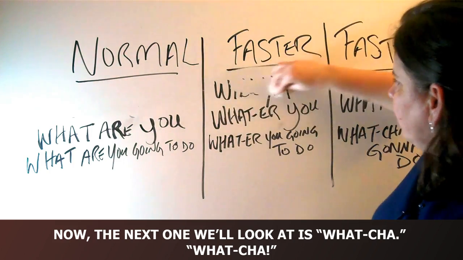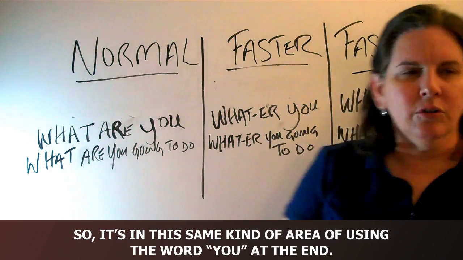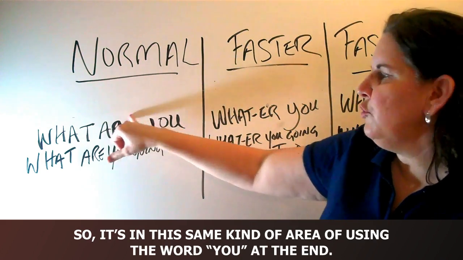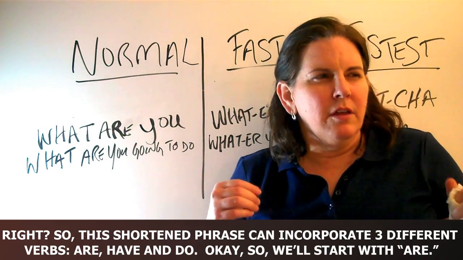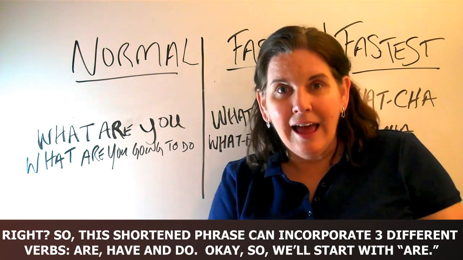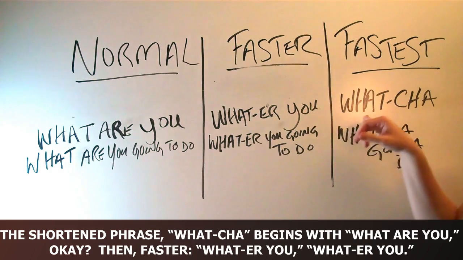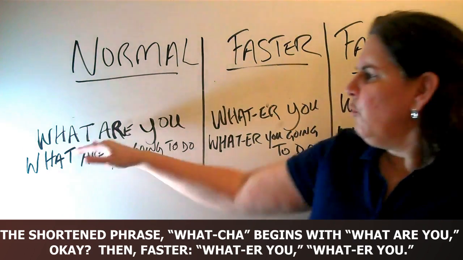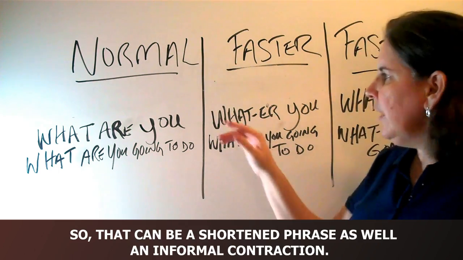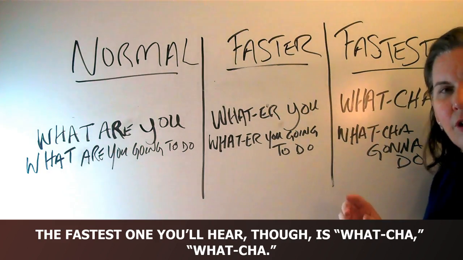Now the next one we'll look at is whatcha. It's in the same kind of area of using the word you at the end, right? So, this shortened phrase can incorporate three different verbs: are, have, and do. Okay, so we'll start with are. The shortened phrase, whatcha, begins with, what are you? Okay? Then faster, what are you? So that can be a shortened phrase as well, an informal contraction. The fastest one you'll hear, though, is whatcha.